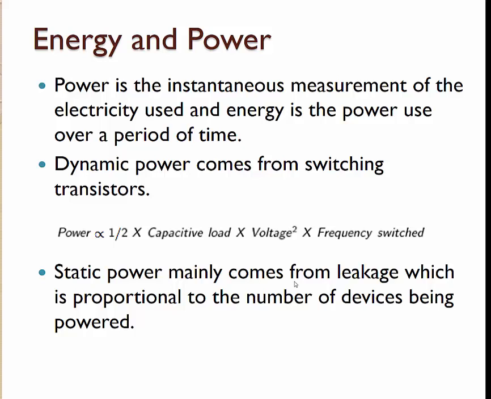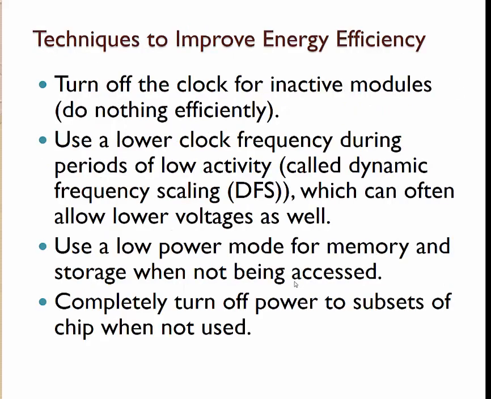Power is an instantaneous measure of the electricity used, and energy is the power used over a period of time. Dynamic power comes from switching transistors, and this is the formula we have for that: the power is 1/2 times the capacitive load times the voltage squared times the frequency switched. Static power mainly comes from leakage, which is proportional to the number of devices being powered. Obviously, the more devices, the more the leakage.